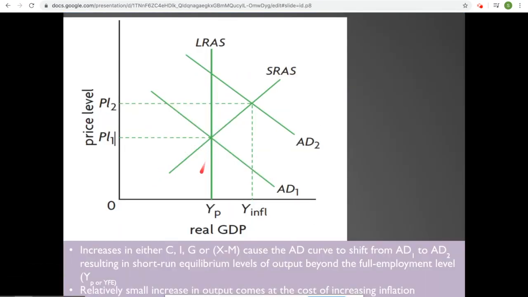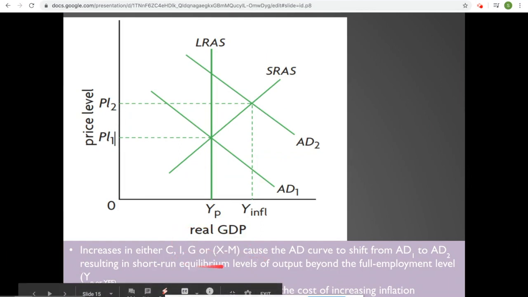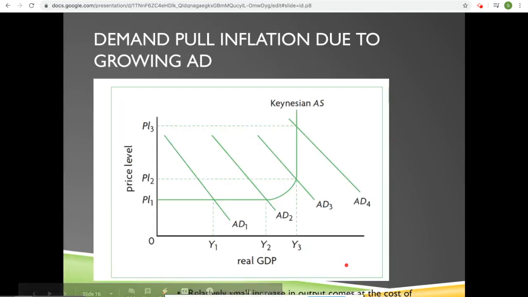Increases in either C, I, G, or X minus M, which are all our components of aggregate demand, cause it to shift from AD1 to AD2, resulting in short run equilibrium levels of output beyond the full employment level. Okay, so this is when aggregate demand is continuing to grow. So we showed it from a deflationary gap moving to potential, and what if aggregate demand constantly grows? Then there'll be an inflationary gap, right? That results in demand pull inflation.